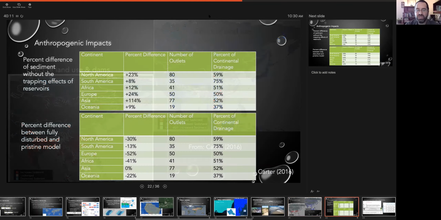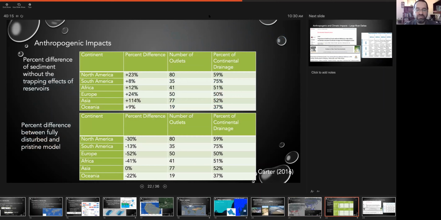And what we did in this, just to make it a little bit simpler, is to average that per continent. At the top table, you see the percent difference between the pristine and the trapping simulations. So if we remove the reservoirs or the dams, then you get a huge increase in sediment in Asia, a more moderate one in North America and in Europe, and even more moderate in South America, Africa and Oceania, where you don't have as many reservoirs. And then you can look at what the net impact is. And what's interesting is Asia here.